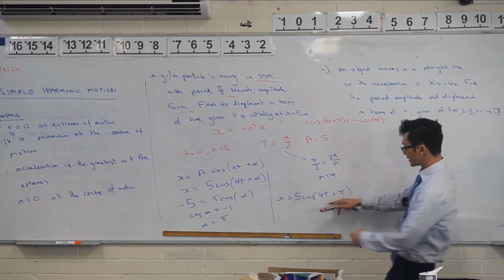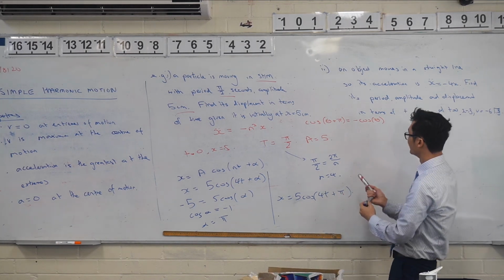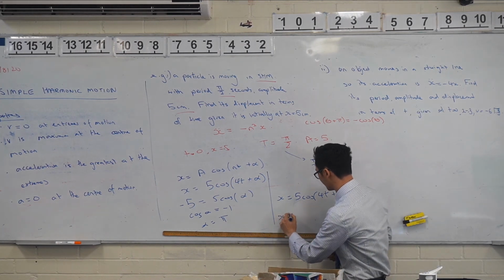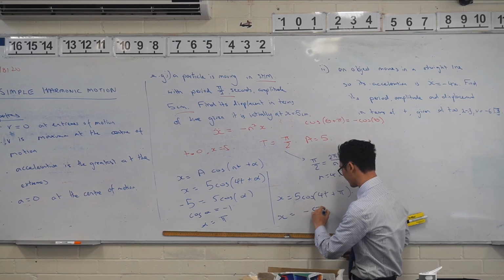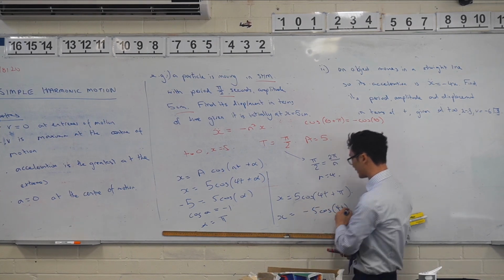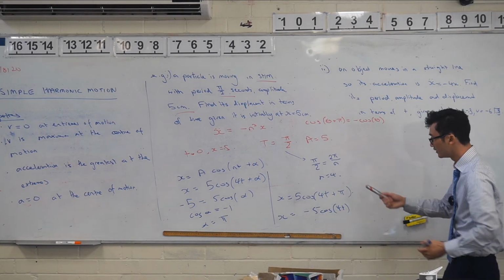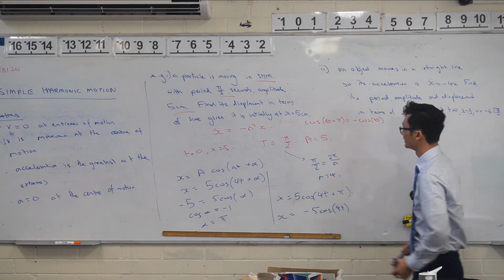So they'll often rewrite this in a different way. They'll say x is then equal to -5 cos 4t without the phase shift. So these are equivalent. Typically, they'll leave it in this answer there, okay?